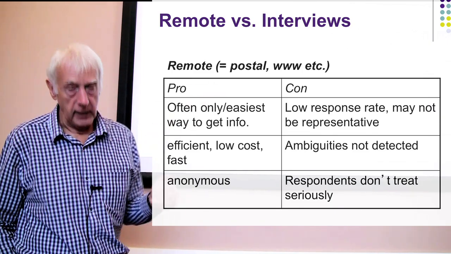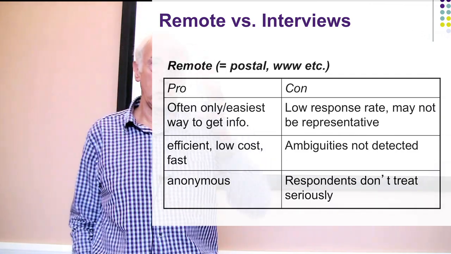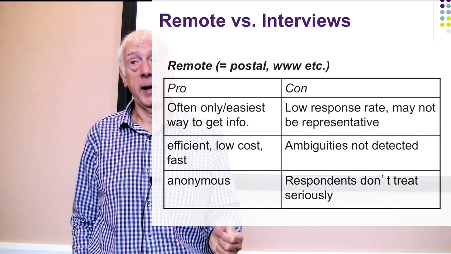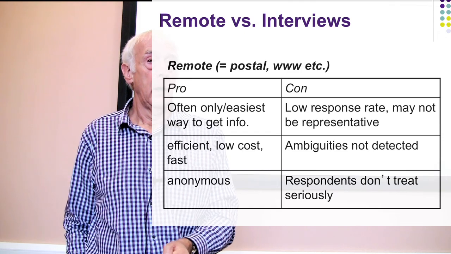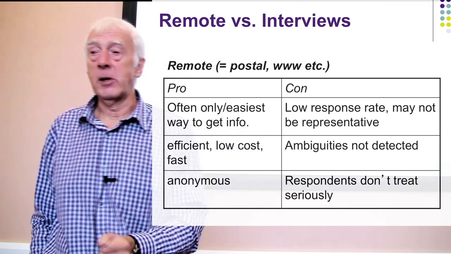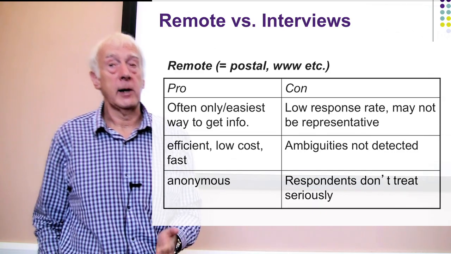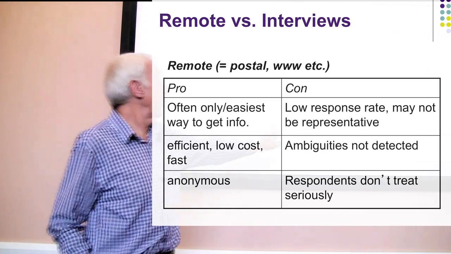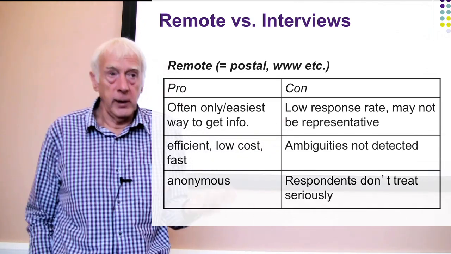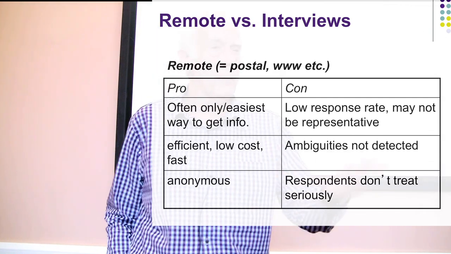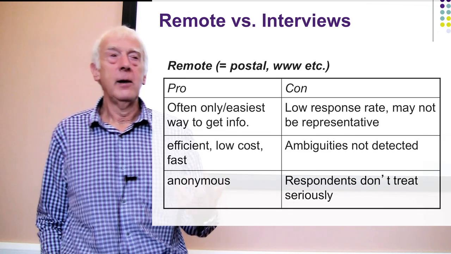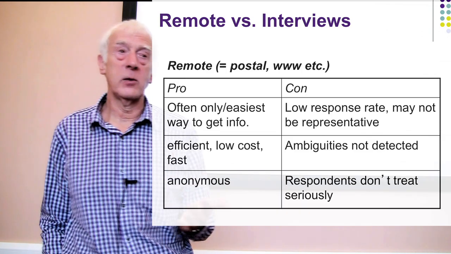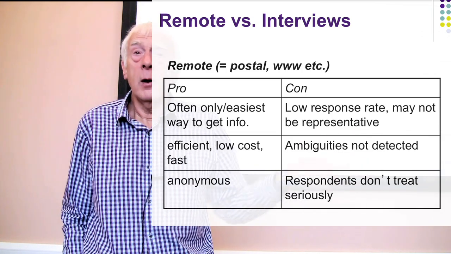Ambiguity is not detected. Again, that's another big issue. You've got to make absolutely sure that your questionnaire is well designed, because you're not going to be there when the people fill it in. And so any problems, any mistakes, any ambiguities, you can't clear them up because you're not there. And respondents may not treat it seriously. I mean, you're not there to see. If you're doing it face-to-face, you can tell if they're joking. And they're unlikely anyway to do that. They're going to take it more seriously because they're face-to-face with you. But if they're remote, who knows?